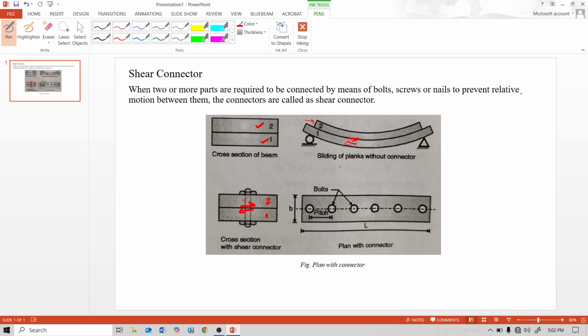So to avoid the sliding of these planks, so that they act as a single unit, it is necessary to interconnect these planks by a proper shear connector, by this shear connector. So we will see the design steps for shear connector.